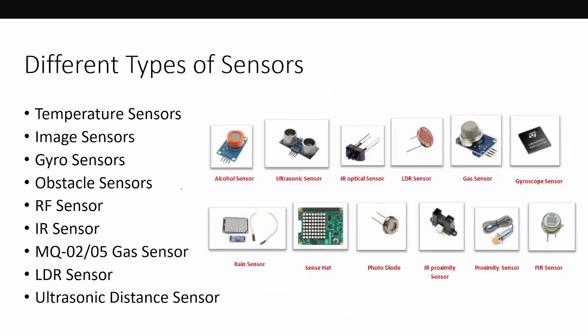Then, the popular sensors I have listed here: measuring alcohol, ultrasonic sensors, IR optical sensors, LDR sensors, gas sensors, gyroscope, detecting rain, SenseHat, photodiode. These proximity sensors are important, and so on. These are some popular sensors that you can use to extract data. But sensors can include even cameras to take photos, and sound detectors like sonar. Everything as a whole can be called sensors.